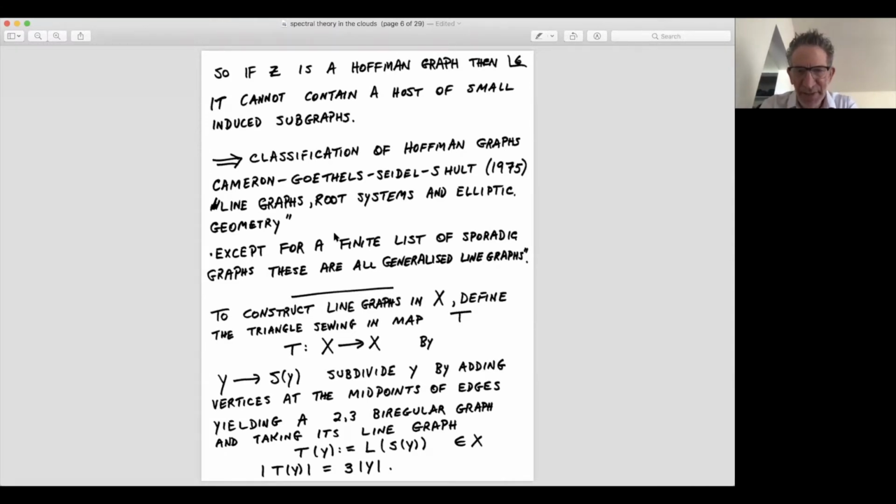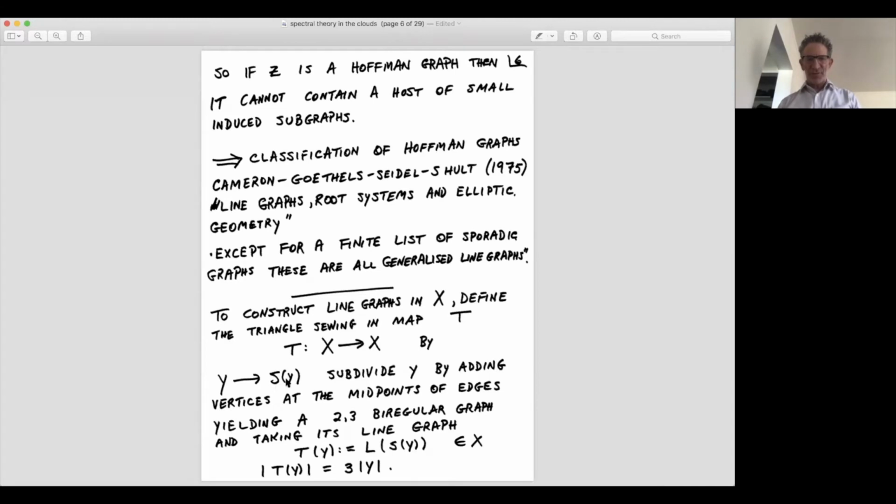And let me define a map from X to X, which will be very important throughout this lecture. So let me be clear what it is. I call it the triangle sewing in map. I start off with the graph Y. I subdivide it, so I take each edge and I put a new vertex in the middle of that edge. And then I take the line graph of the subdivision graph, and you'll get a graph which is 3 times bigger than what you started off with.